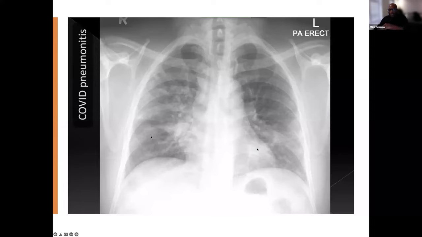So COVID tends to affect the periphery of both lungs, and very, very rarely do we see pleural effusions in COVID. So these doctors, when they did the chest x-rays, could see pneumonitis presenting in that kind of format.